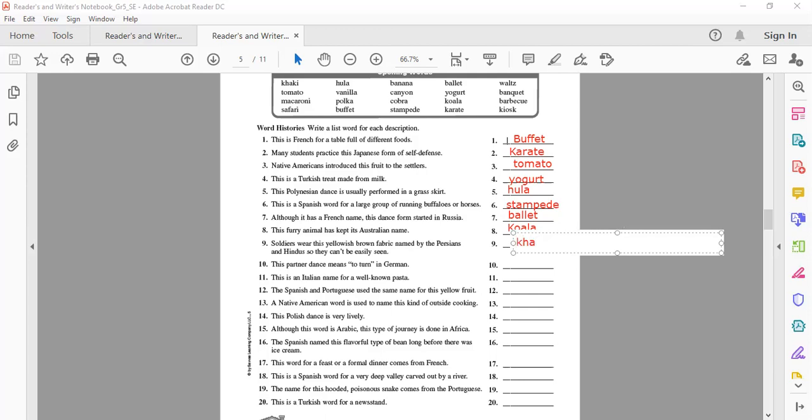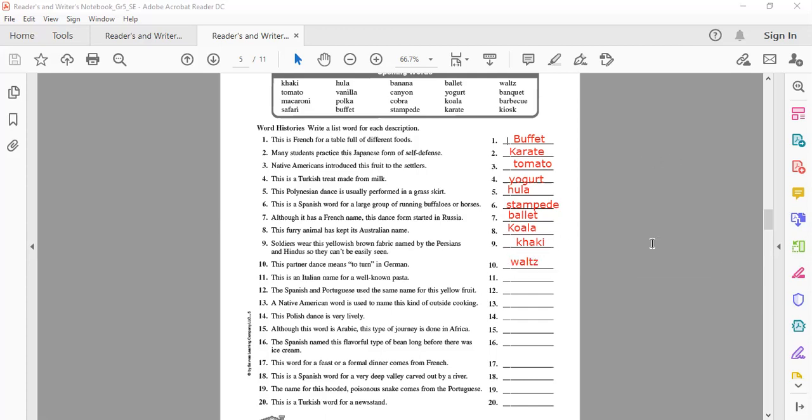Number 10. This partner dance means to turn in German. It's a German dance that requires two people, a man and a woman. No, not polka. Polka is Polish. Waltz. Waltz, very good.